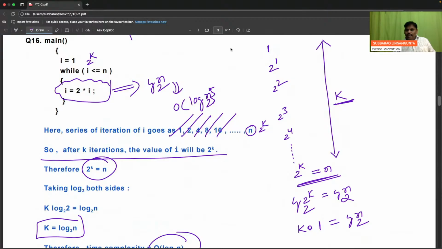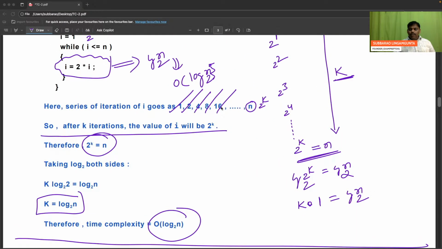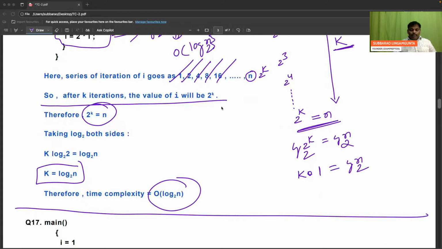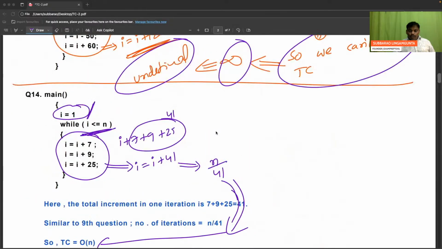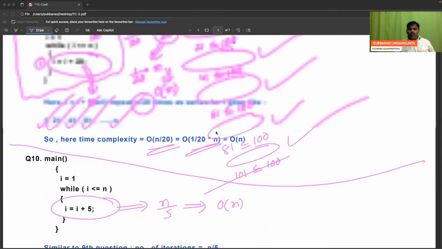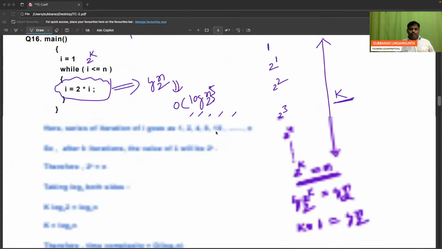Let me know if anyone has any objection. You may be having doubt. To me, they are very simple because I have done them many times. So the time complexity of question number 16 is log n base 2. A little doubt may also be there. Please go through it. I will give the notes also. If anyone wants notes, you can ping me.